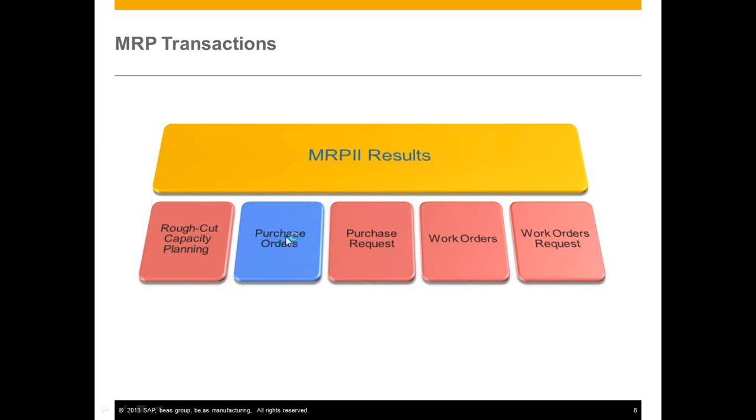We are able to create a purchase order, which is a standard document in Business One. We are able to create a purchase request. We have had our purchase request screen in MRP for years, and this is of course one we are able to manage from the MRP. We are able to create direct work orders, or we are able to create a work order request. This is similar to a purchase request, but regarding production, of course.